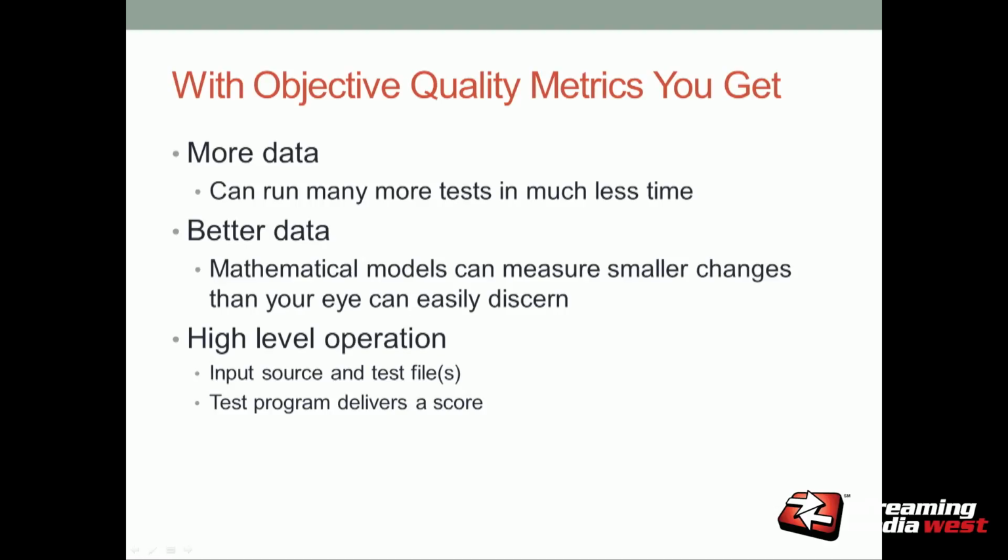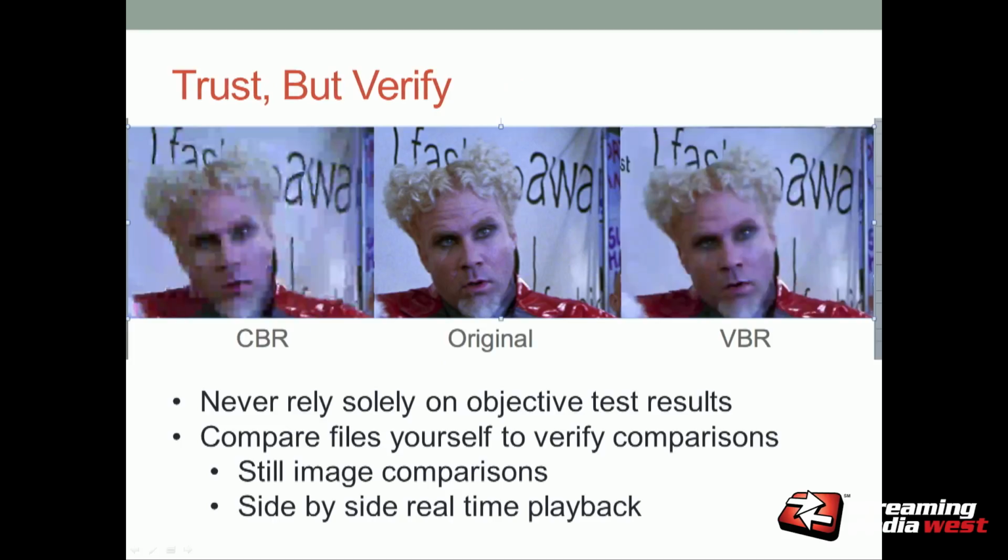So the benefits of objective quality metrics, you get more data, you get better data. The basic high-level operation is you start out with your source file, usually a mezzanine file. You encode it, and then you use the tool to compare the original and the compressed file. I say trust but verify with these objective quality metrics. The objective scores are nice, but these tools let you look at the files that you've encoded so you can see the actual quality deficits that they're reporting. And that's important as well.